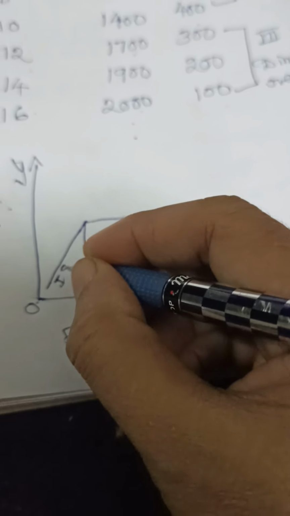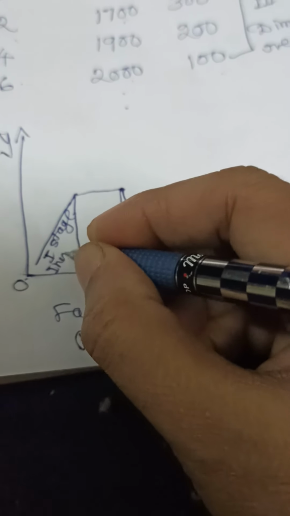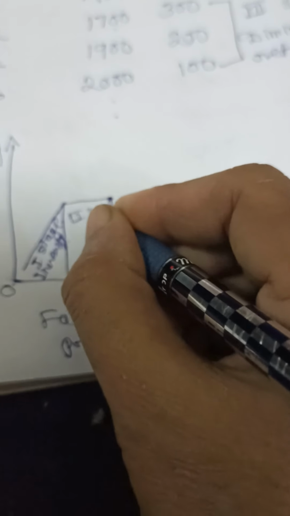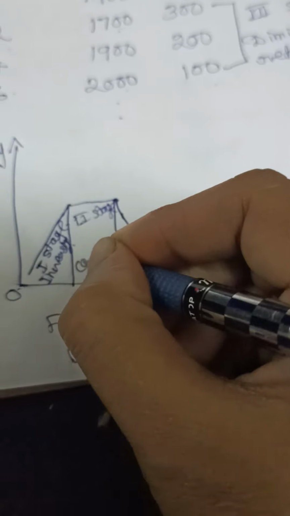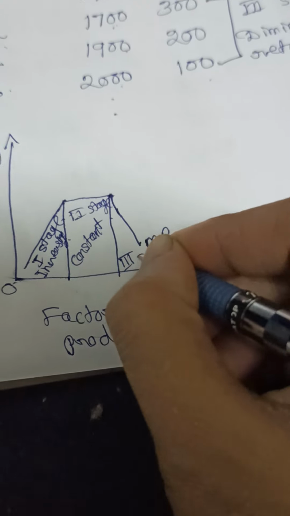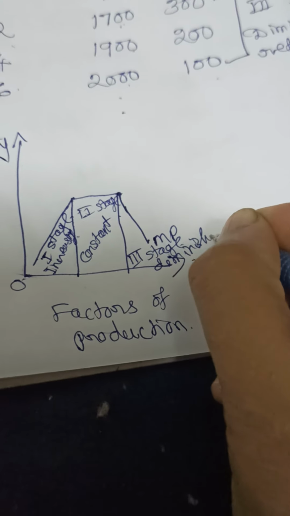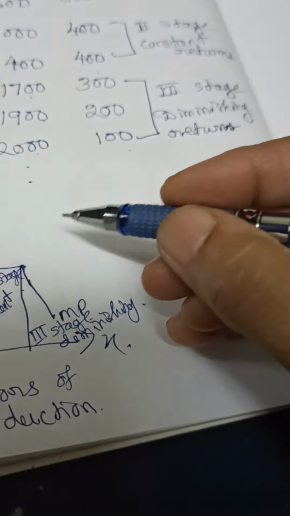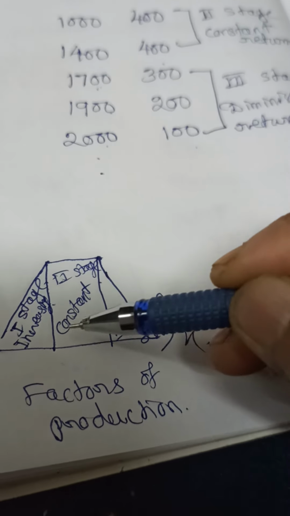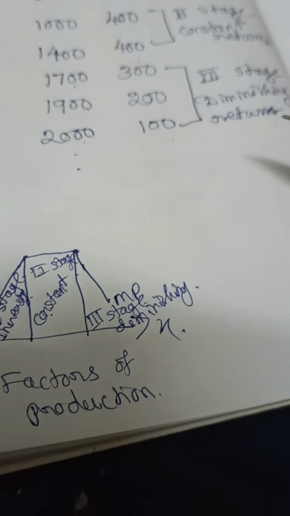This is the first stage, the increasing returns. Here the returns are increasing. The second stage is a stage of constant returns, and this is the third stage, that is diminishing return. So these are the three stages. First stage, increasing return, marginal product goes on increasing, then it remains constant. Second stage, constant return, and it comes down, decreases. That is the third stage, diminishing return.